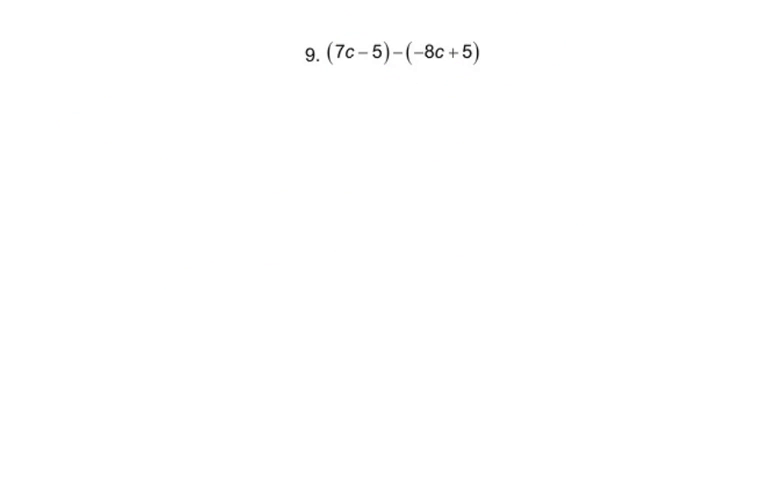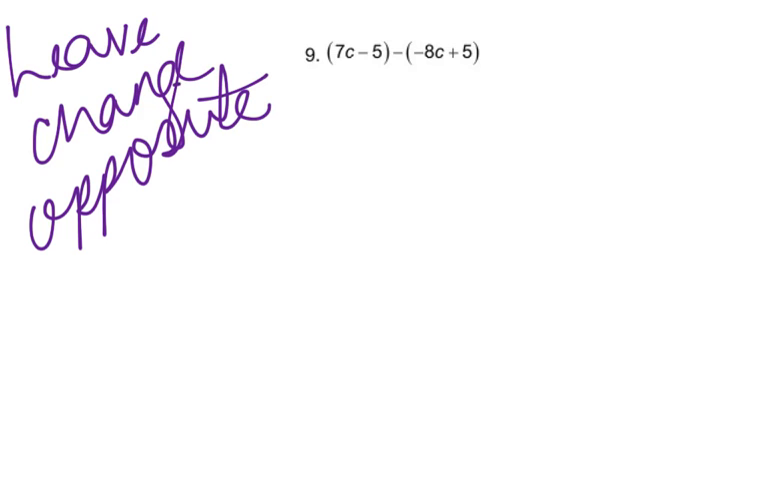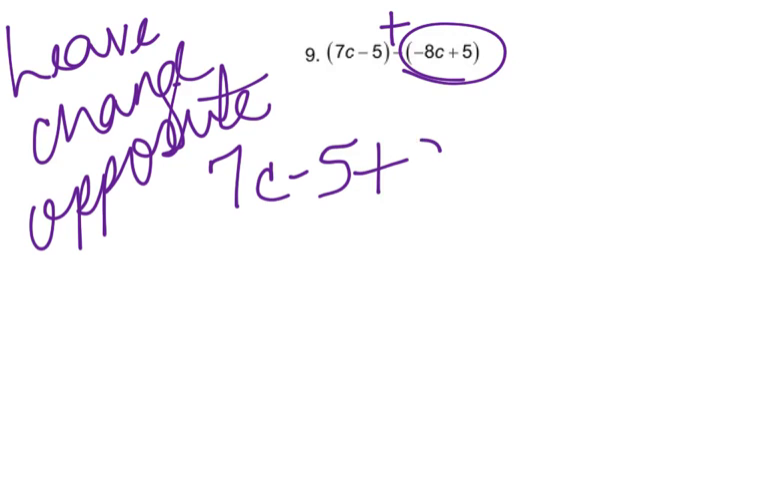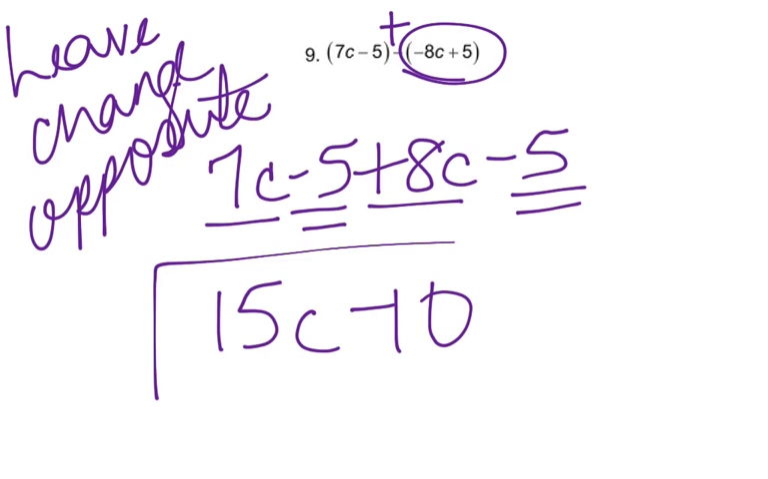Okay, notice that this one is subtraction. You have to do leave, change, opposite. So you leave the first one, 7c minus 5. You change this to a plus, and then these are going to have the opposite. So instead of minus 8c, it's plus 8c. Instead of plus 5, it's minus 5. Then you find your like terms and combine. 7c plus 8c, 15c. Negative 5 minus 5, negative 10. Use your calculator. They're not going to cancel. And you're done.